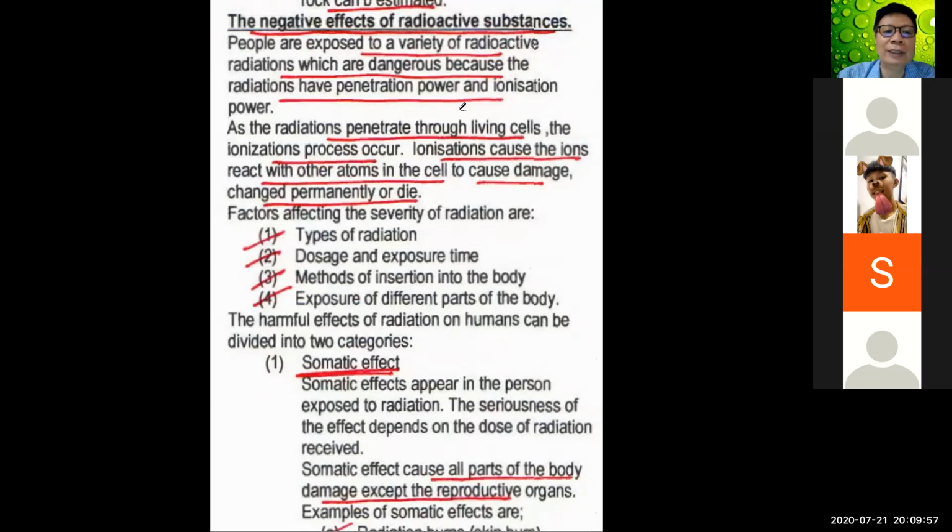Okay, now we see here. Slowly we go one by one. Negative effects of radioactive substances. The negative effect means all the no good ones.